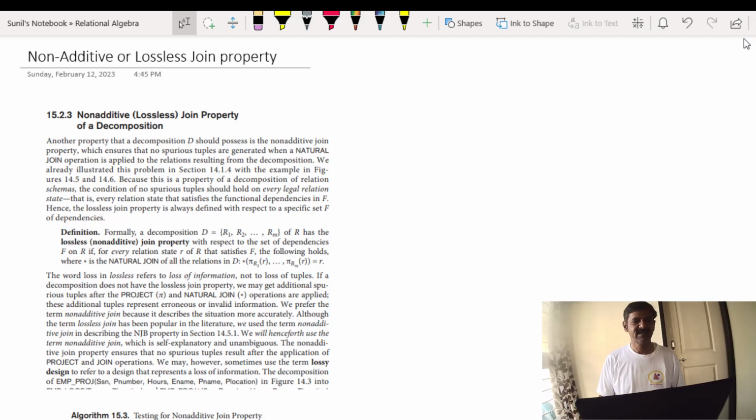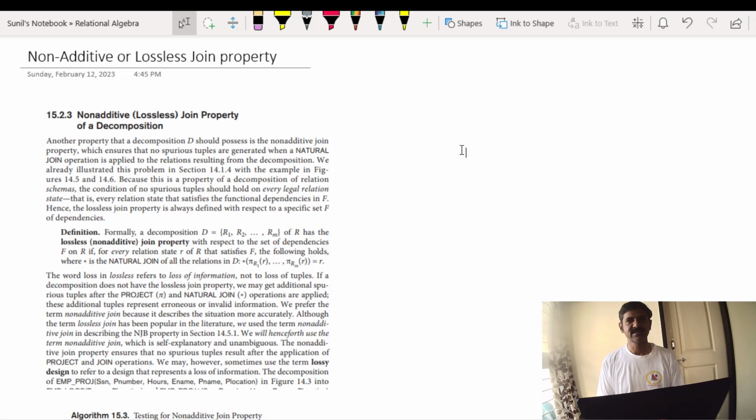Hi everyone. Today we shall see the non-additive or lossless join property of a relation which is decomposed into n number of relations, in how to design a database. We begin with a universal relation and identify the functional dependencies, and subsequently we apply the first, second, third and fourth normal forms to decompose the relation into smaller relations which have desirable properties.